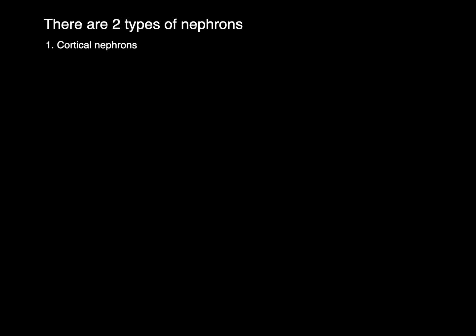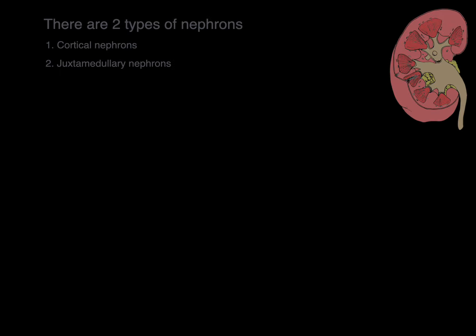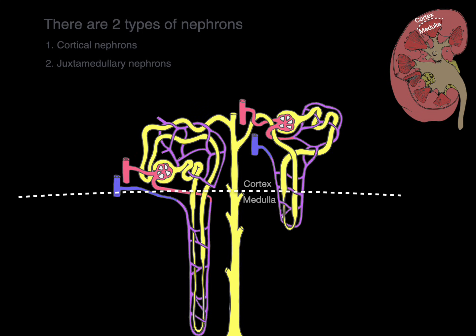So the two types of nephrons are cortical nephrons and juxtamedullary nephrons. To see where they're located, let's look at this illustration of the kidney, and that white line shows the difference between the cortex and the medulla. The cortex is above and the medulla is below, and we put on these two different nephrons. The cortical nephron is the majority of the million nephrons in each of our kidneys. 85% of them are cortical nephrons because they're located in the cortex.